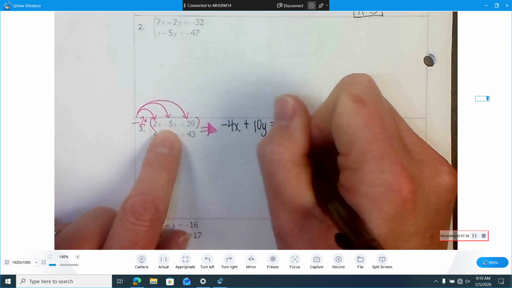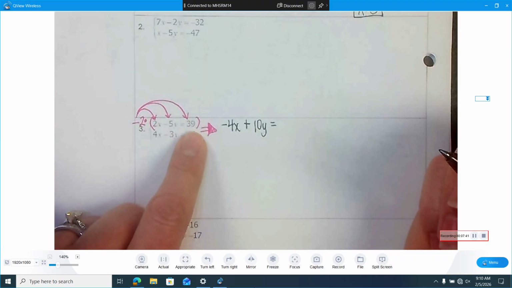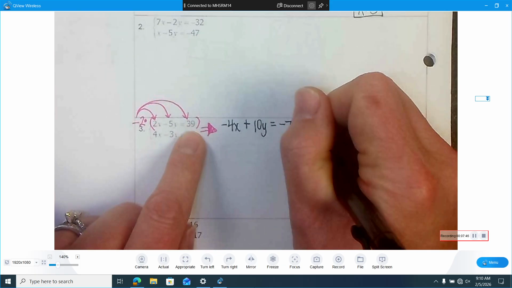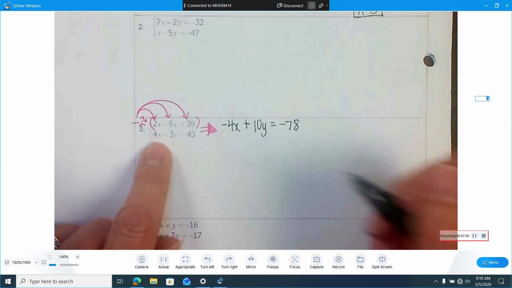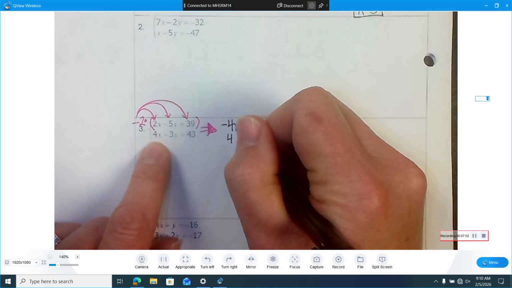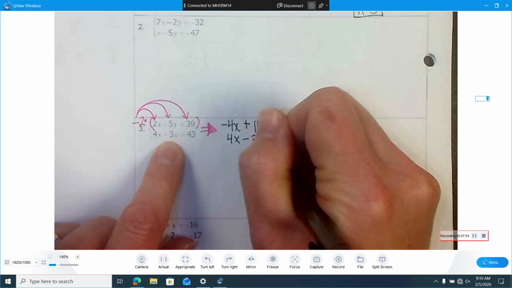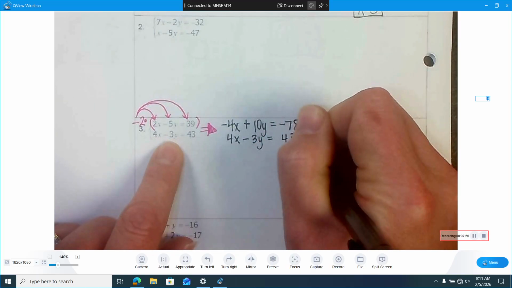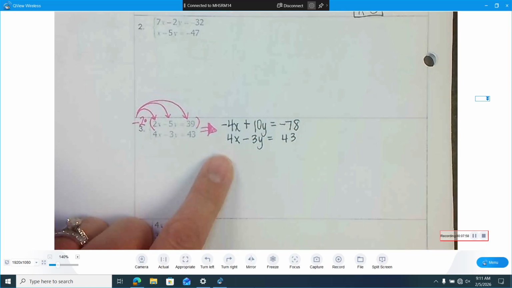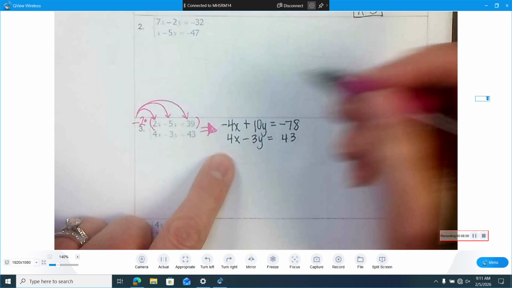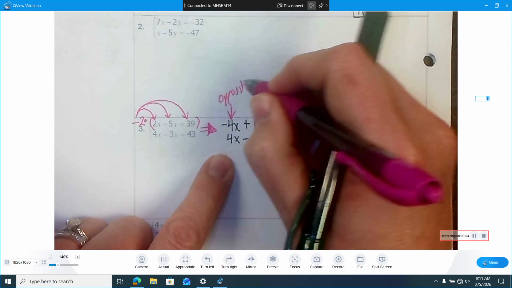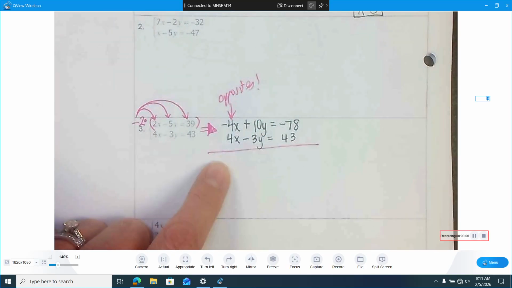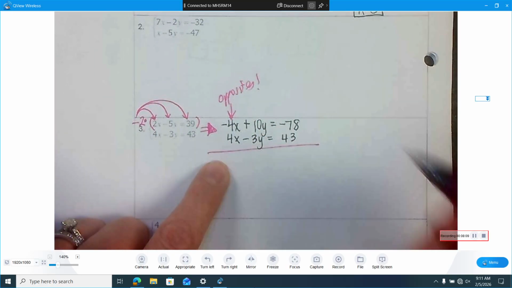+10y's. And then -2 times 39, -78. Good. On the bottom equation, I'm not changing, so I'm going to rewrite it. 4x minus 3y equals 43. Now, do I have opposites? Yeah, right there. I've got my opposites, which is always the goal. And so now I can combine my two equations.